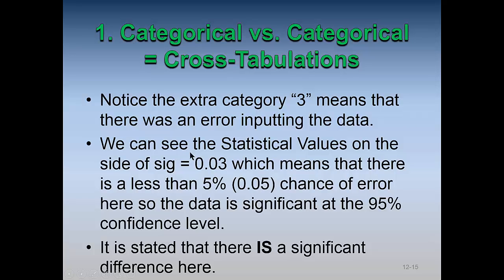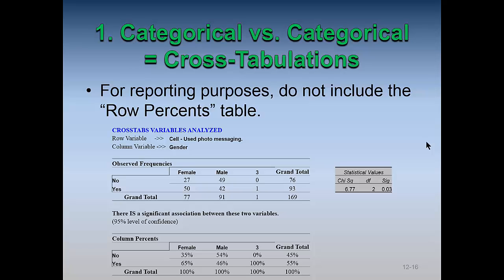We also can see by looking at the statistical values on the side there, sig equals 0.03, means that there's less than a 5% chance of error. So that is at the 95% confidence level. And as we can see, there is a significant difference between the way males and females use photo messaging. We've seen that. And so this is the observed frequencies, but what we would report is the percentages and the yes. So there is a difference.